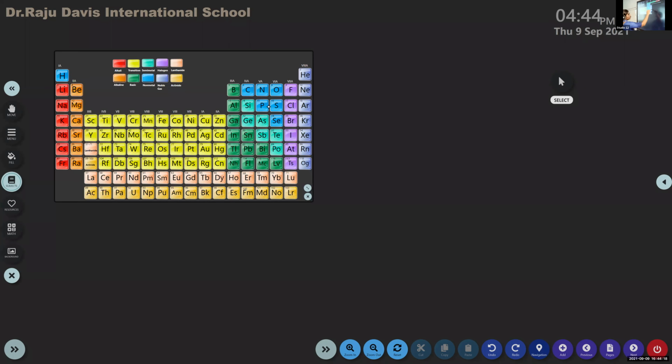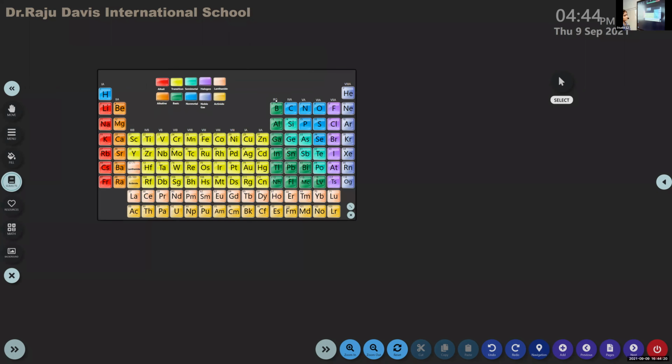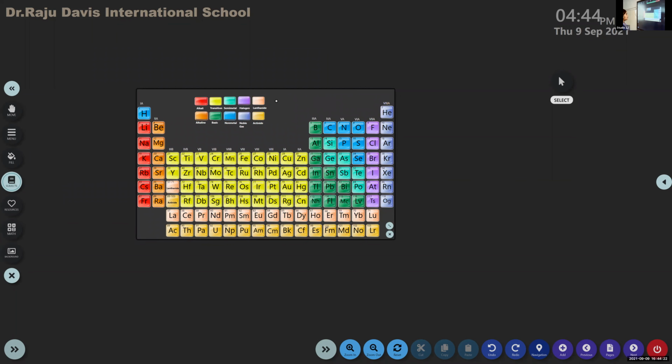Okay, here you can see the model of a periodic table. Clear? Here you can see the different groups, right? This one is 1A. That is considered the first group. Then second, third, fourth, fifth. Similarly, here there are 18 groups. 18 groups in the periodic table.